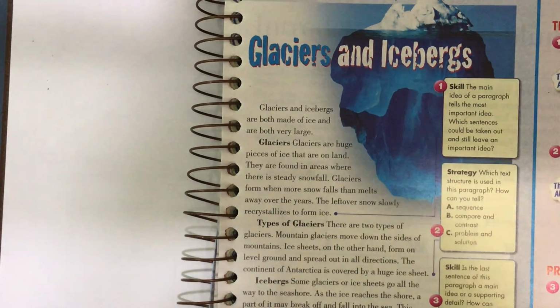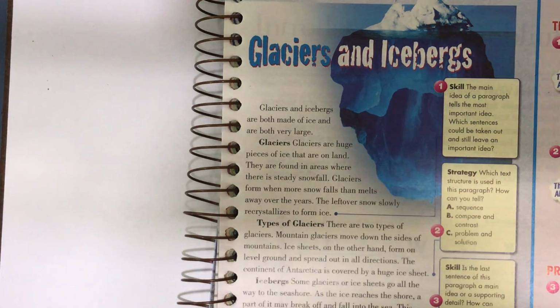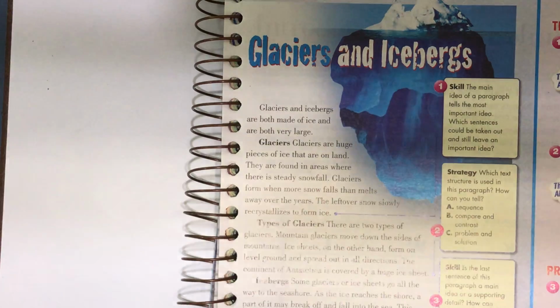Okay, icebergs. Some glaciers or ice sheets go all the way to the seashore. As the ice reaches the shore, a part of it may break off and fall into the sea. This huge piece of ice, now floating in the ocean, is called an iceberg. About 10,000 icebergs each year come from the glaciers that cover Greenland.